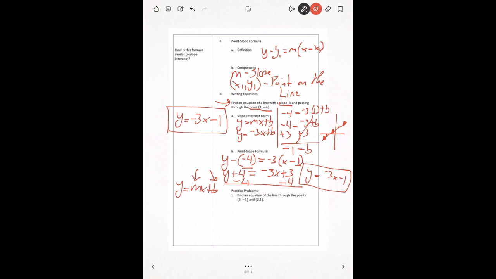So take a minute and think to yourself, how can we figure out what slope is from this problem? How can we figure out what slope is? In the previous problem, they told us what slope was. Here we don't know right away. We have to do a little bit of work.